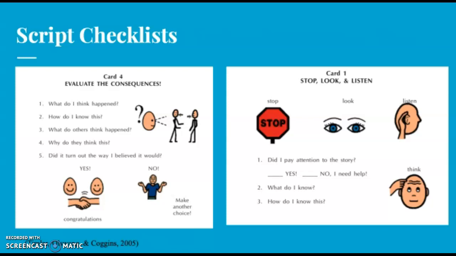This is an example of script checklists that were developed in a group treatment session for children with pragmatic disorders, where the group listened to stories and then used the visual prompts on the checklist to guide them through their thought process.